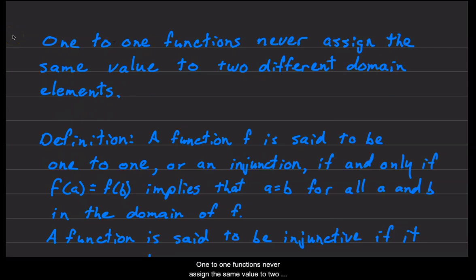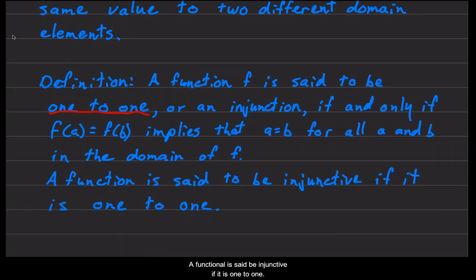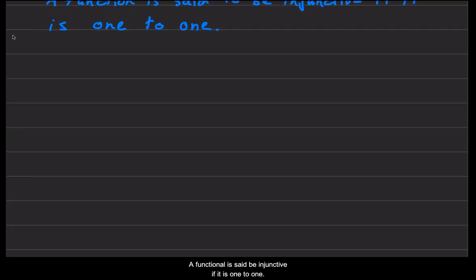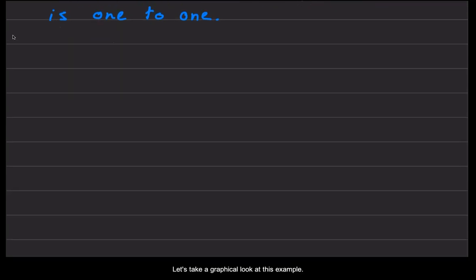One-to-one functions never assign the same value to two different domain elements. Definition: a function f is said to be one-to-one, or an injection, if and only if f of a equals f of b implies that a equals b for all a and b in the domain of f. A function is said to be injective if it is one-to-one. Let's take a graphical look at this example.